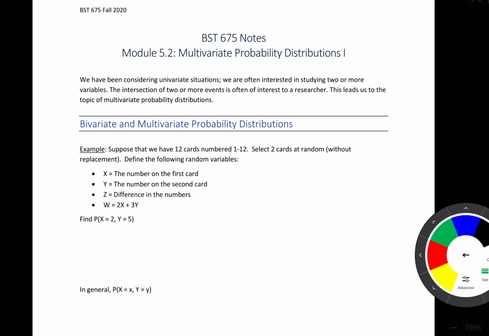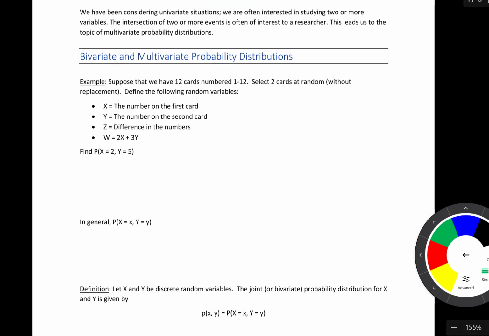So as an example, suppose that we have 12 cards numbered 1 through 12, and we're going to select 2 cards at random without replacement, and then we're going to define here 4 different random variables. So x is going to be the number on the first card, y is the number on the second, z is going to be the difference in the numbers, so notice that z is going to depend on both x and y, and then w is going to be equal to 2x plus 3y.